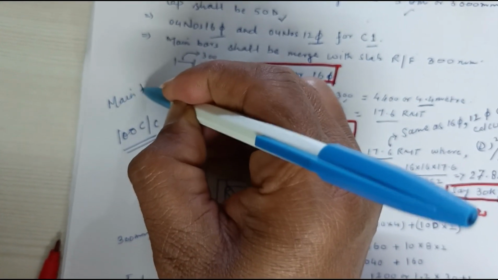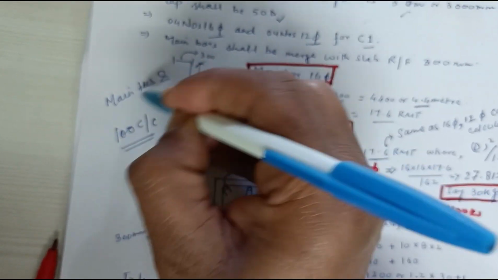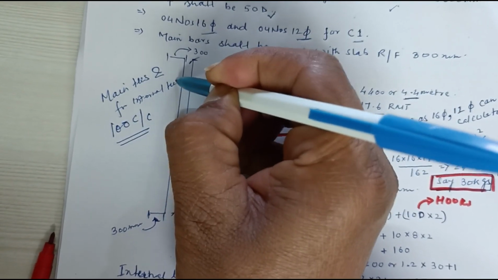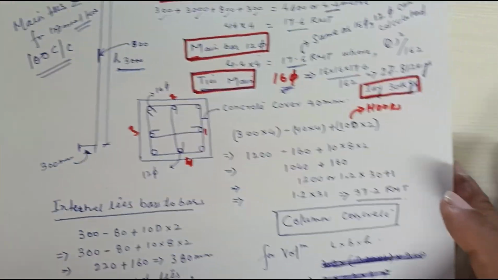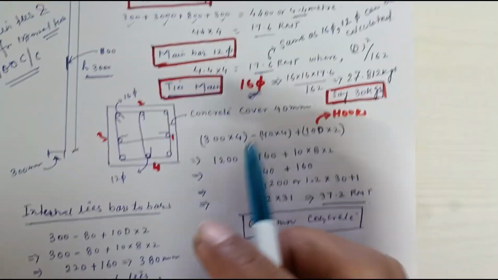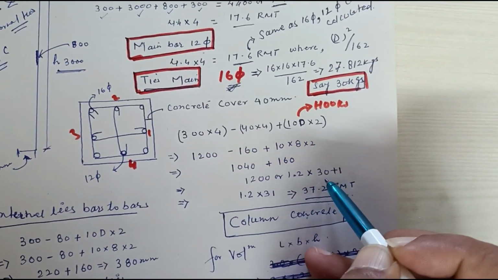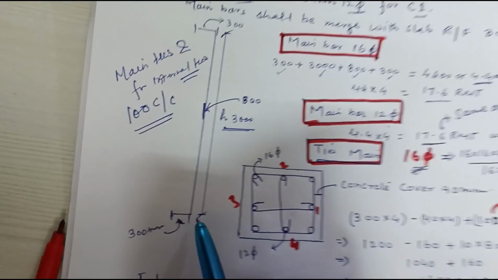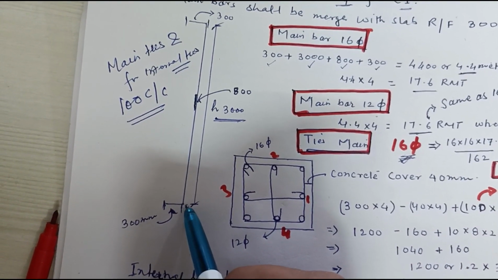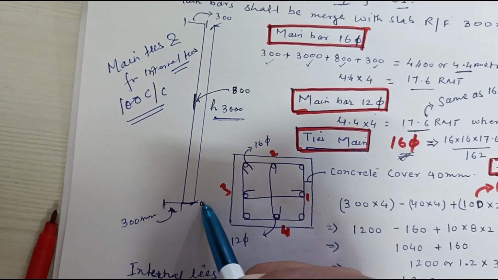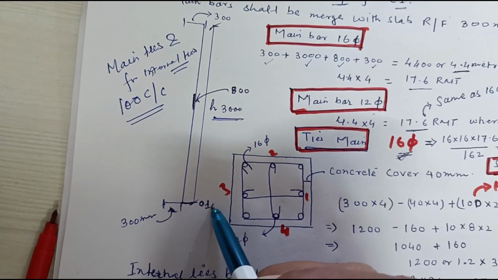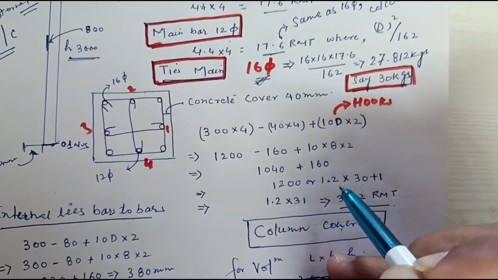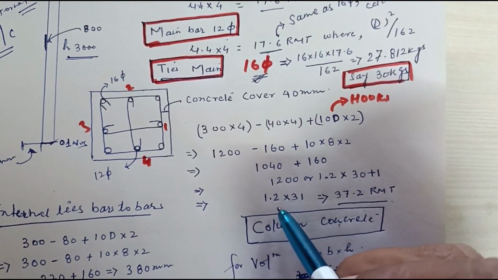For main ties and for internal ties, for both center to center distance is 100. Then what will happen? It would be 30 plus 1 because of starting from 0. Let's assume this is the slab and here you are starting. Then here you will give at 0 distance 1 number. Then it will become 30 plus 1.